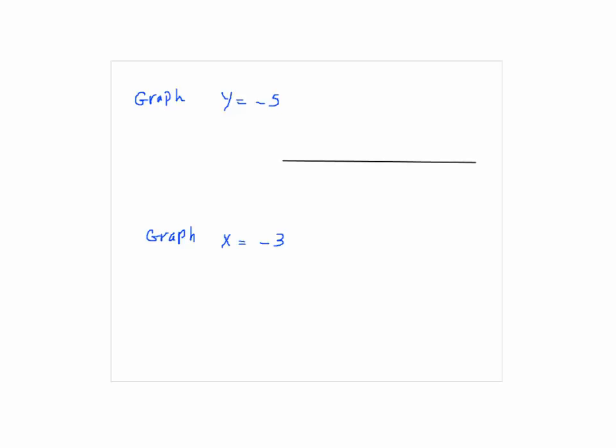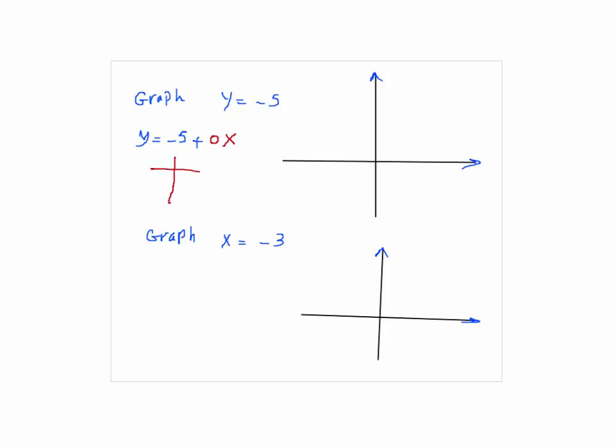Anybody? Horizontal. Okay. If you're not sure which is which, you can go ahead and write down the equation as y is equal to -5 plus 0x. See, x is missing. The reason x is missing is because the coefficient of x is 0.